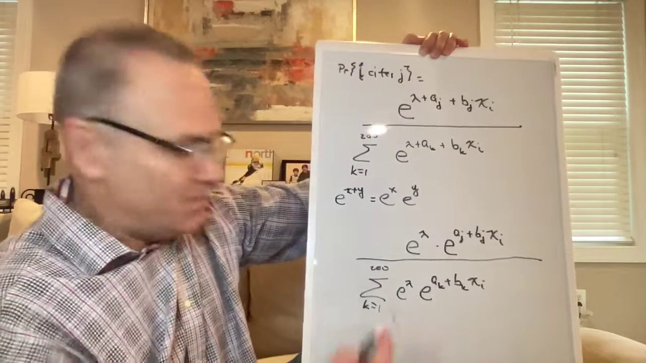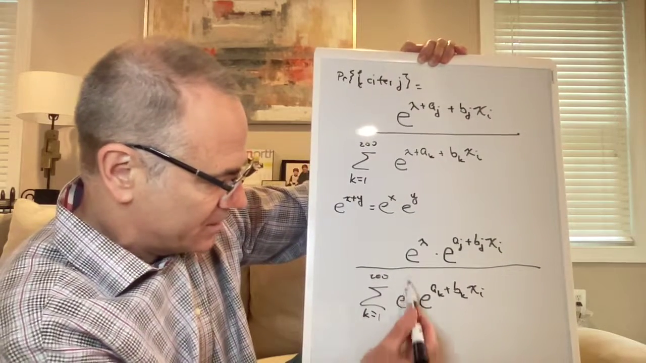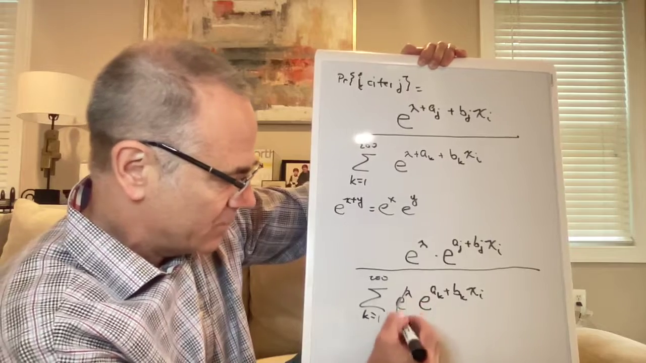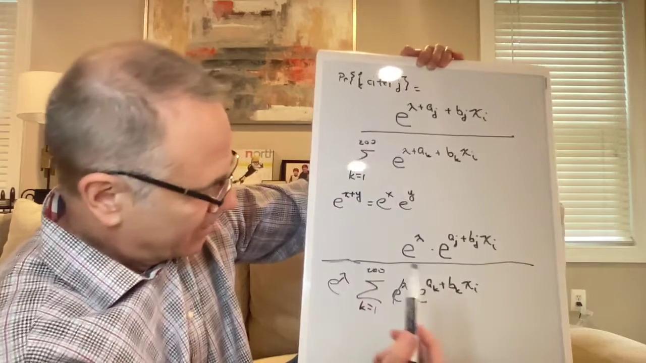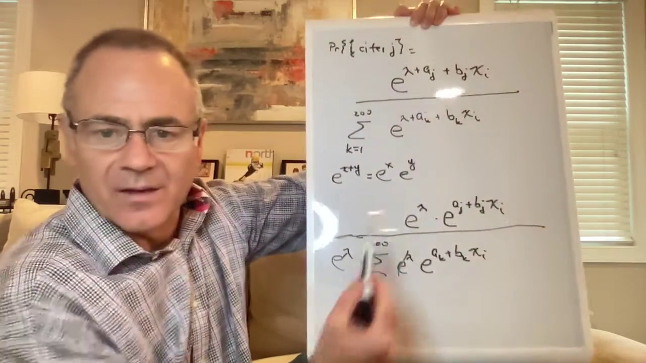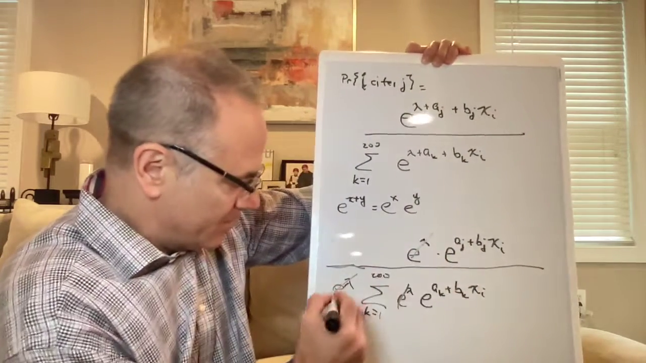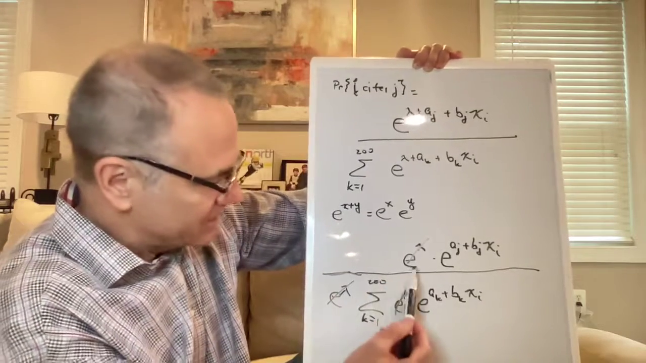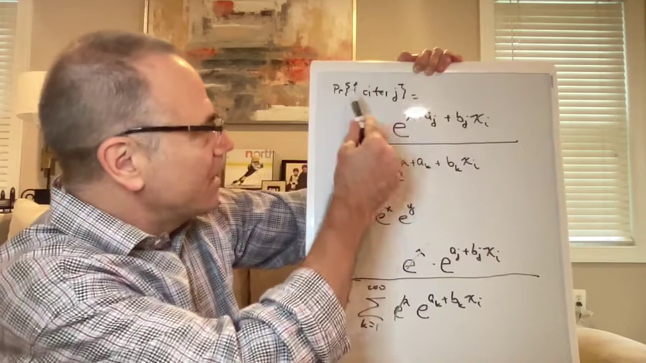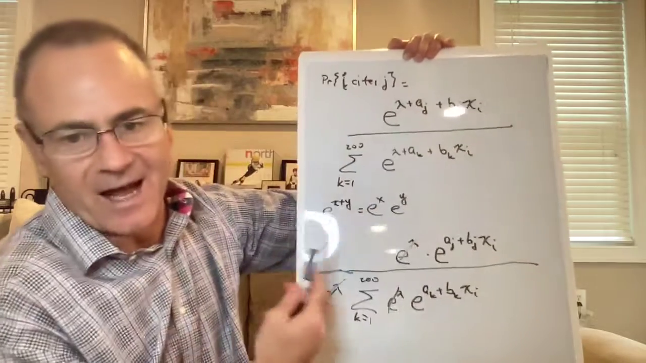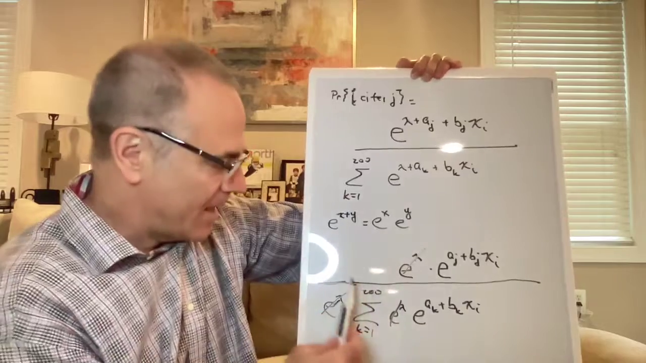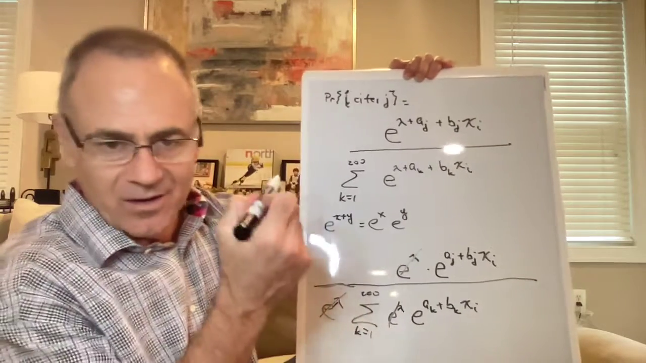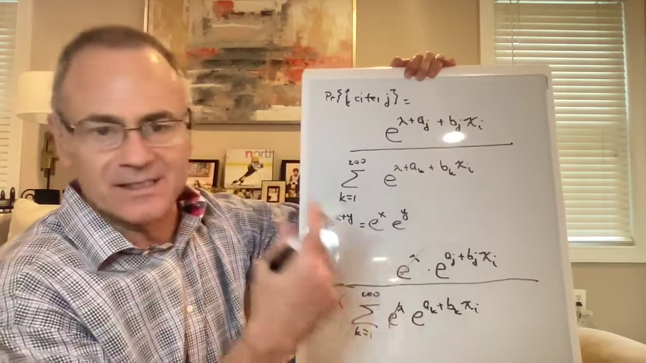Now, this e to the lambda term doesn't depend on k, so we can move it outside the summation. And now what we have is e to the lambda divided by e to the lambda. So this is still the probability that I cites j. It's exactly what it equaled before. So if we add lambda to all the a sub j's, that probability term does not change.